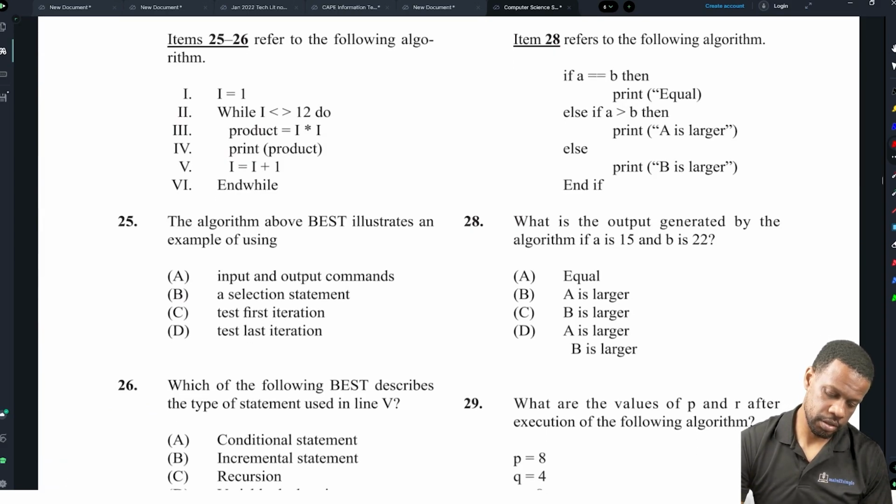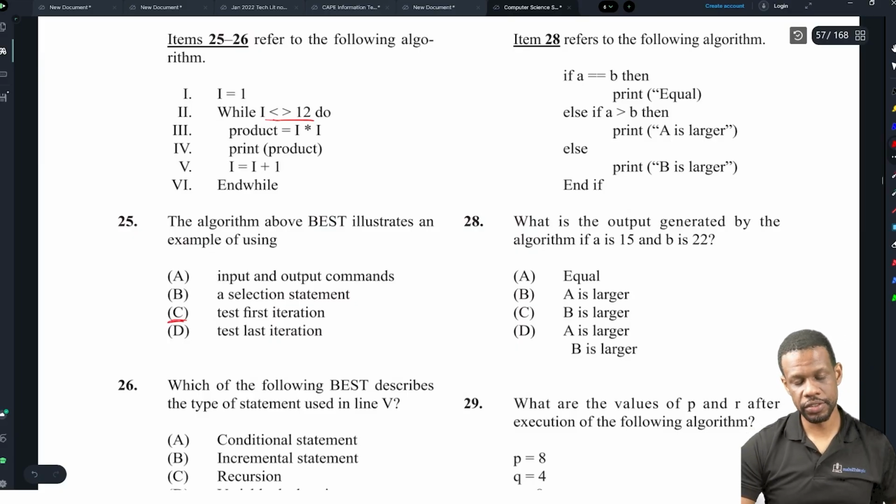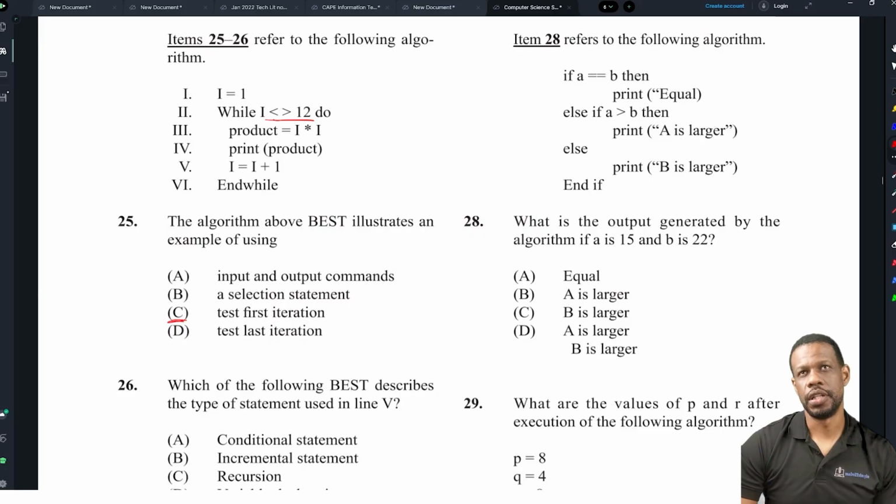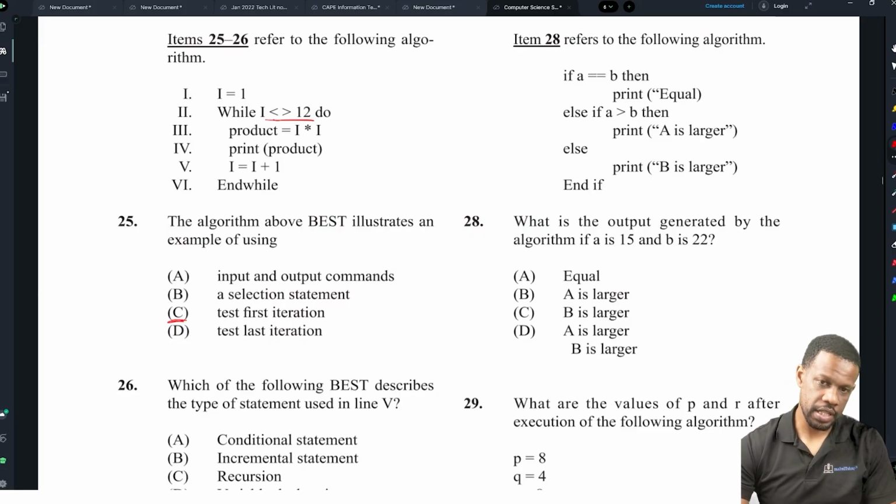25. The algorithm above best illustrates an example of what? Well, there's a test. Once I is not equal to 12, so it's a first test iteration, I guess. There definitely is no selection because there is no if or anything inside there. And if it were a last test iteration, it would have been repeat until, but in this case they have a while, so we'll take that.